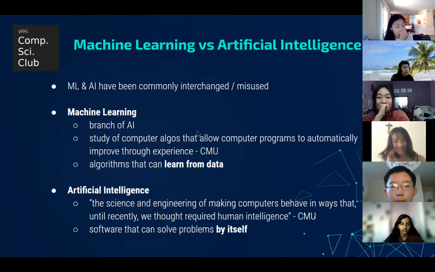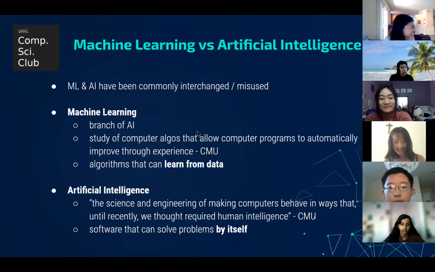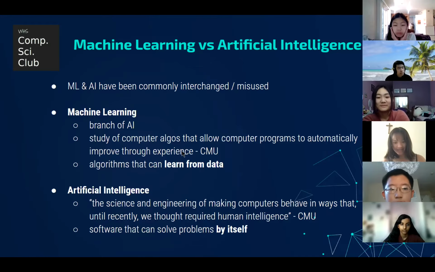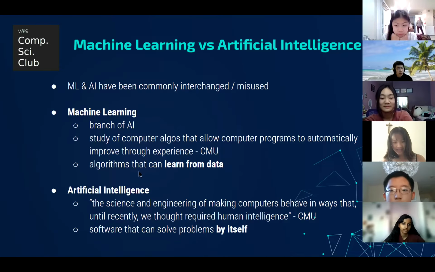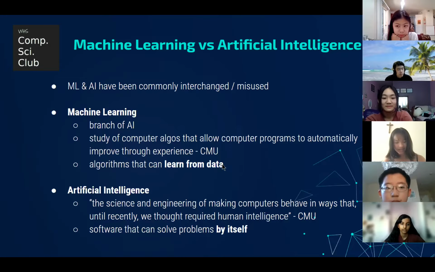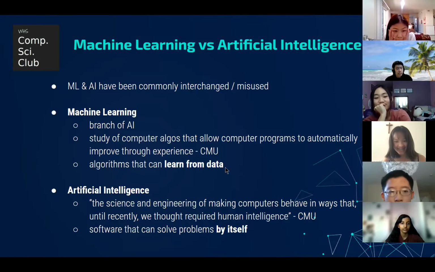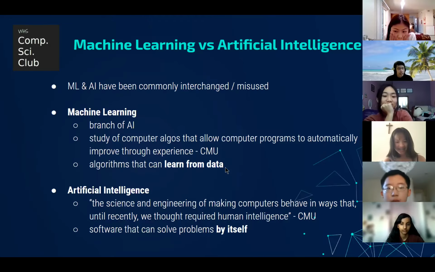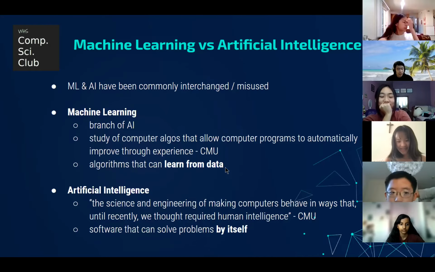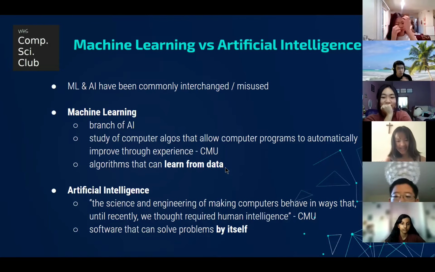Machine learning is a branch of artificial intelligence, and it's the study of computer algorithms that allows computer programs to automatically improve through experience. That's a very technical definition from CMU, a really, really good computer science school. But a better, easier definition to understand is algorithms that can learn from data. The idea is you feed the computer a lot of data, and it takes in all of that data and can learn from it and be, quote unquote, smart.